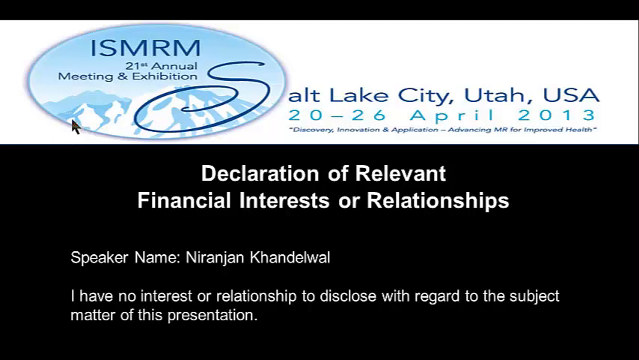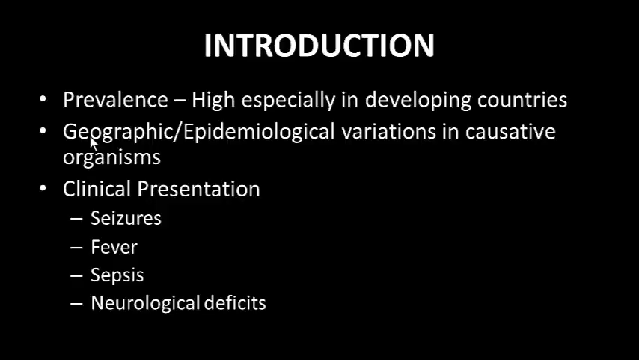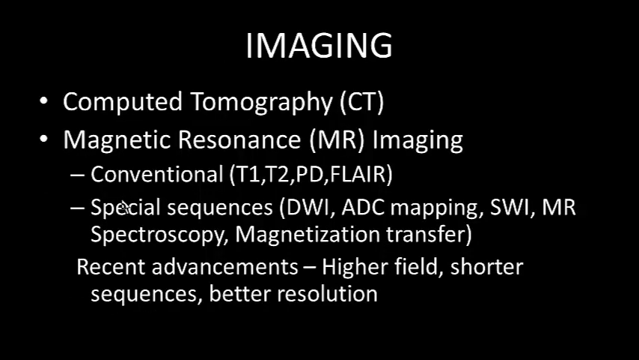In this half an hour, what I am going to do is to give the basics of pediatric CNS infection that we see. As you know, the prevalence is very high in developing countries, and the causative organisms vary from geographical area to area. But mostly they present with seizure, fever, sepsis, and neurological deficit.